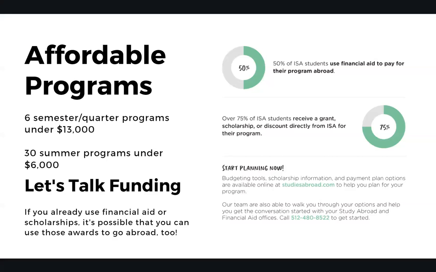And then finally, we have affordable programs at ISA. That's one of the things that we're really known for. You'll see here we have 6 semester/quarter programs that are under $13,000. In many cases, these programs are going to be quite a bit more affordable than the programs offered through the UC system. So those of you who are looking at UC EAP programs, have a good look at the ISA programs as well. We've also got 30 summer programs that are under $6,000. So a ton of options.